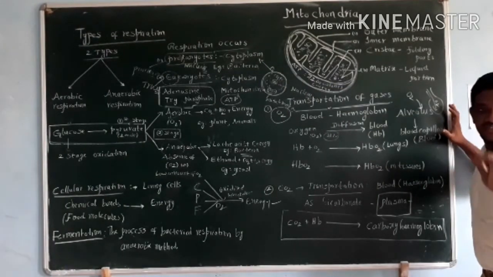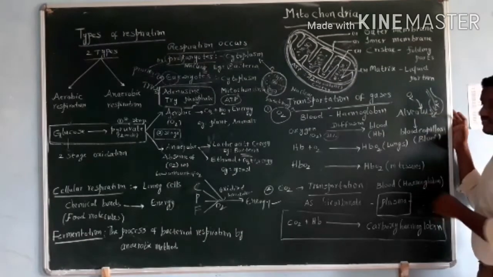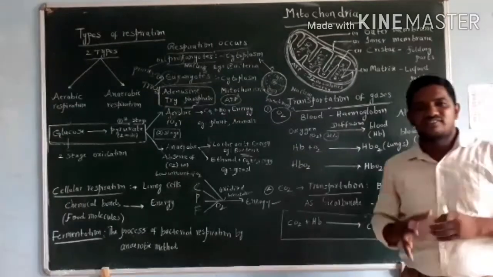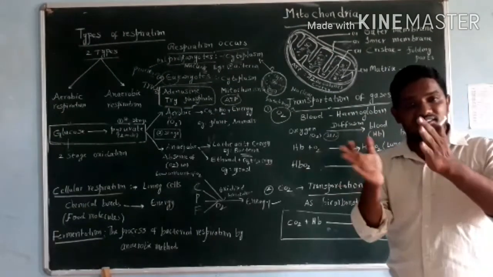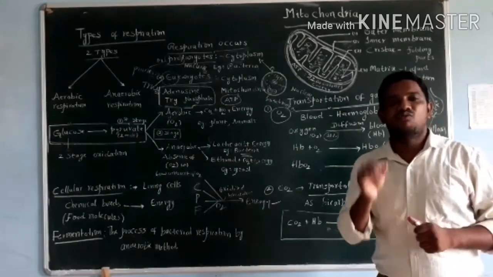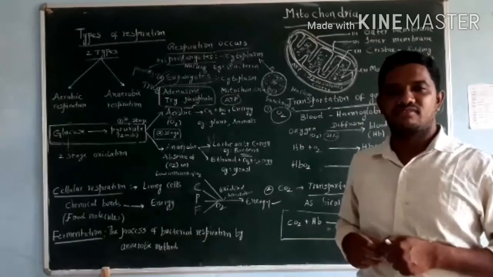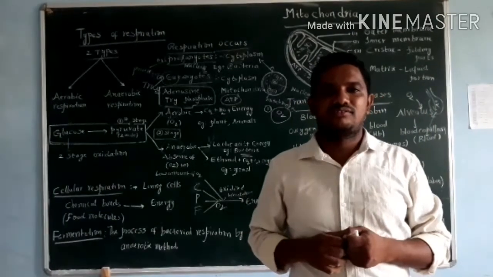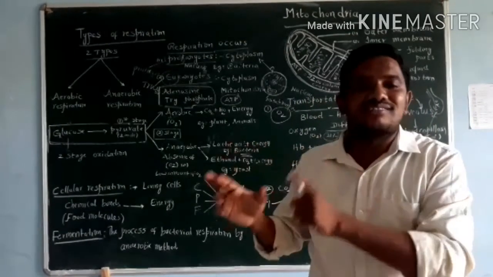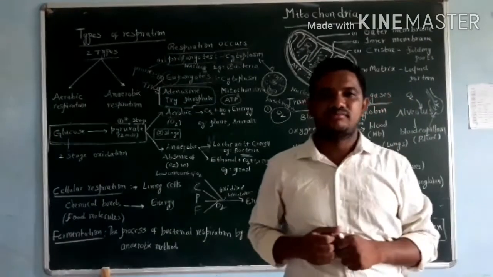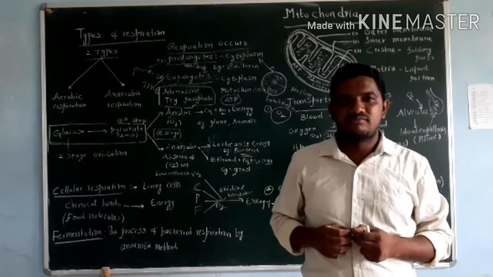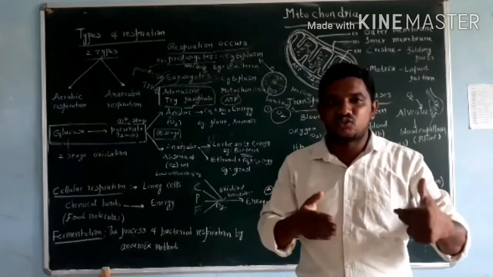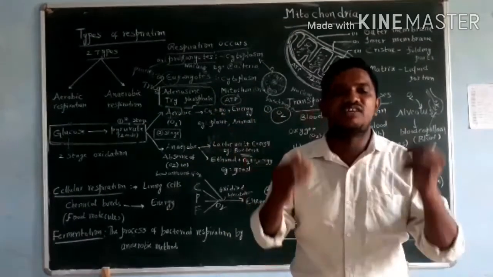Through the diffusion process, oxygen enters into the blood. See, what is the diffusion process? The movement of molecules from high concentration to low concentration is called diffusion.